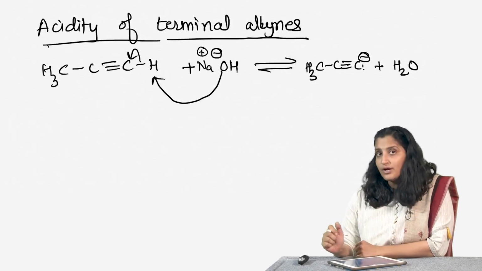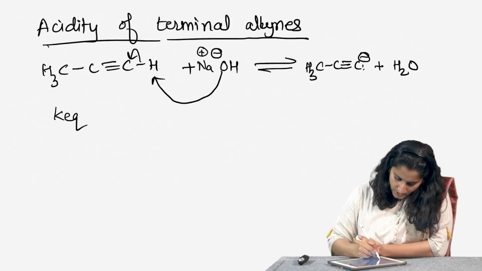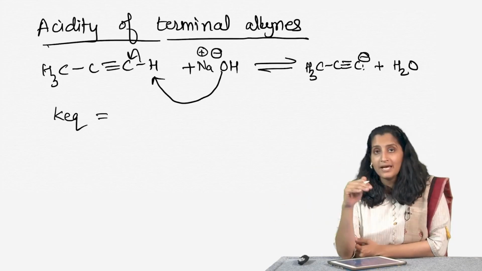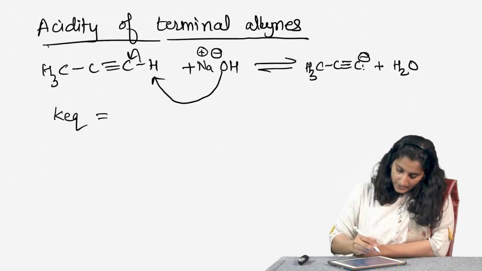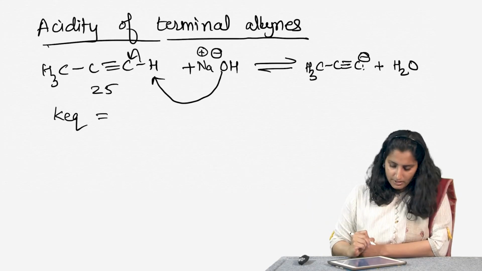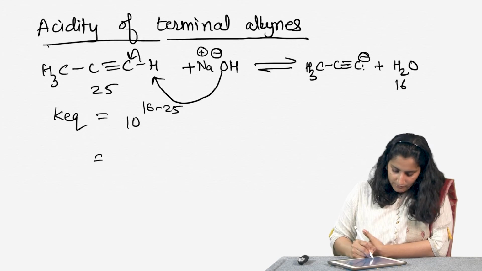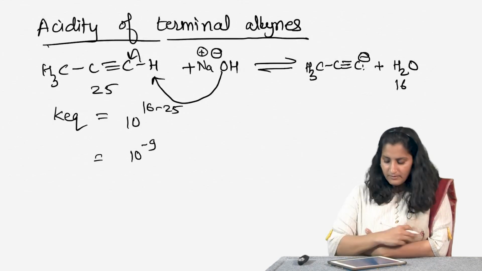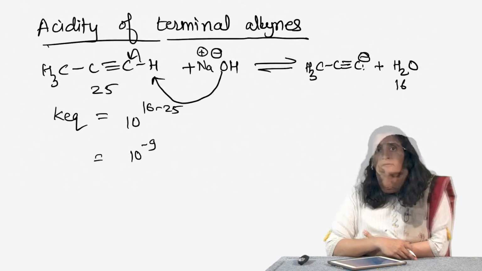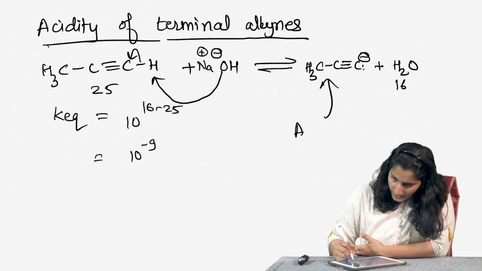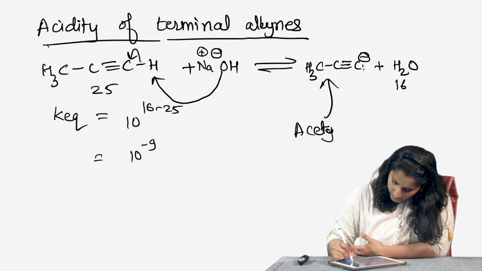Now, if we really look at the K equilibrium of this reaction, we know K equilibrium is 10 to the power right pK minus the left pK. The left pK is 25, the right pK is 16. So, you have 10 to the power 16 minus 25. So, this is 10 to the power minus 9, right. This particular species that is formed is called the acetylide ion.